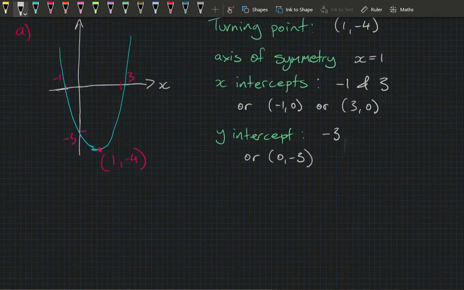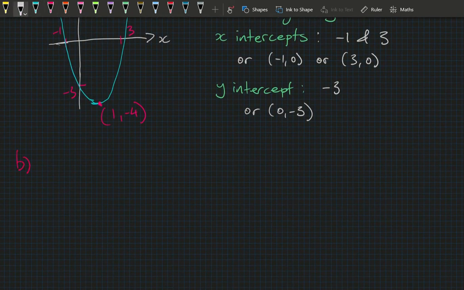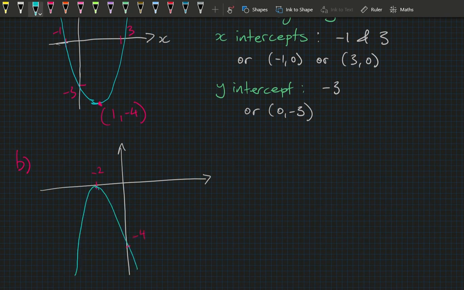All right, let's move on to part B, where we have this parabola. Goodness me, that's getting bad. Hopefully you're still able to use the distinguishing features. Anyhow, we can see that the turning point is actually on the x-axis there, and therefore the turning point is (-2, 0). So an x value of -2 and a y value of 0.